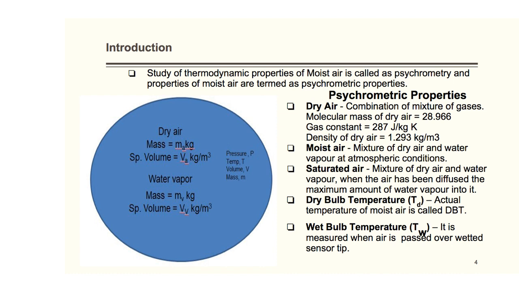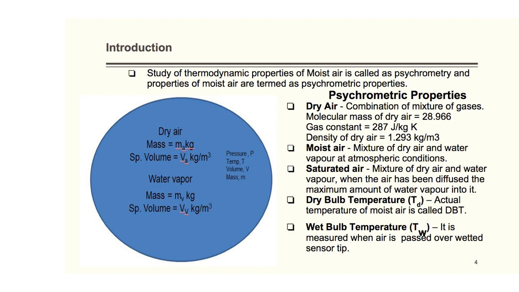So now let's start with the psychrometric properties. The first term is dry bulb temperature. The actual temperature of moist air is called dry bulb temperature. It means when it is stated that the drying temperature is this much, the evaporation temperature is this much, or the air is at this much temperature, that temperature is termed as dry bulb temperature.